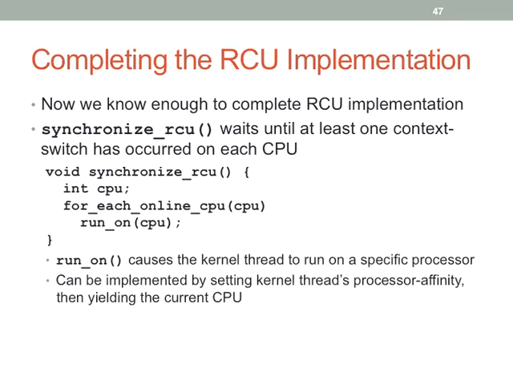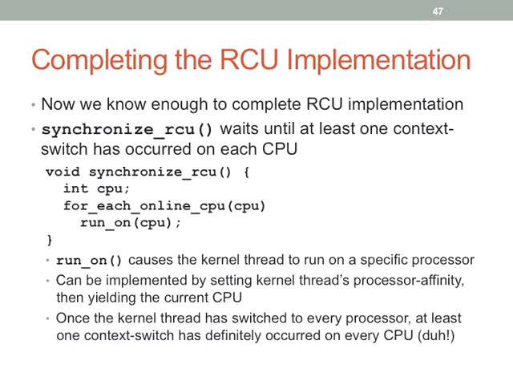Okay? So run on basically sets the processor affinity for the kernel thread and then yields. And it will come back on the processor it requests. So eventually it'll get scheduled again, gets a processor, and it says, okay, I know a context switch occurred on that processor. There's clearly better ways of doing this, but this is a very straightforward way of doing it.